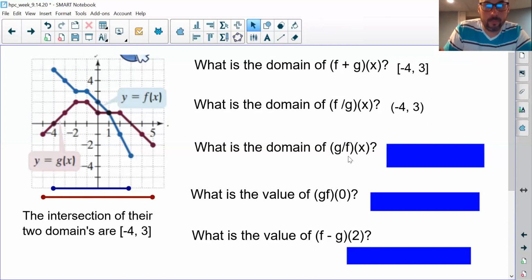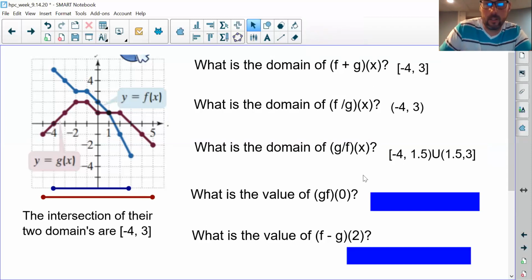What about g divided by f? Maroon divided by blue. Well, it would naturally be the same domain as this, -4 to 3, but you're dividing by f, so you have potential for a problem. Does f ever equal 0? Yes, f is the blue function, and it equals 0 at one point only, this x value, which looks like it's 1.5. So the domain of g divided by f is everything between -4 and 3, except for 1.5. And then there's that domain. Notice it includes -4 and it includes 3.